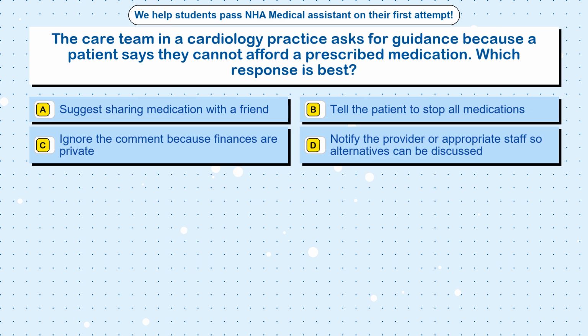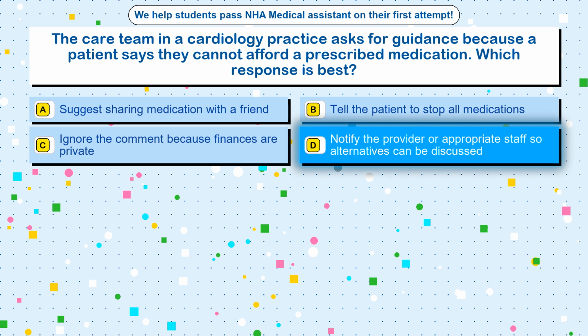Question 74. The care team in a cardiology practice asks for guidance because a patient says they cannot afford a prescribed medication. Which response is best? Option A. Suggest sharing medication with a friend. Option B. Tell the patient to stop all medications. Option C. Ignore the comment because finances are private. Option D. Notify the provider or appropriate staff so alternatives can be discussed.